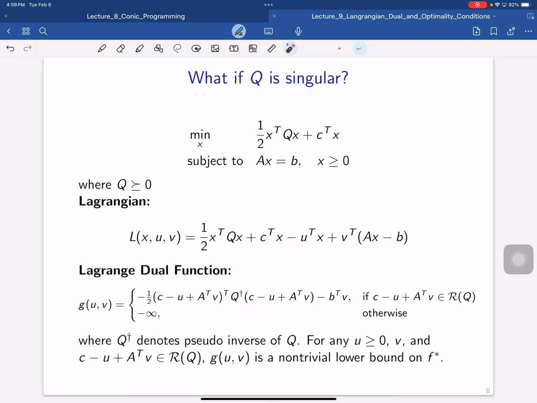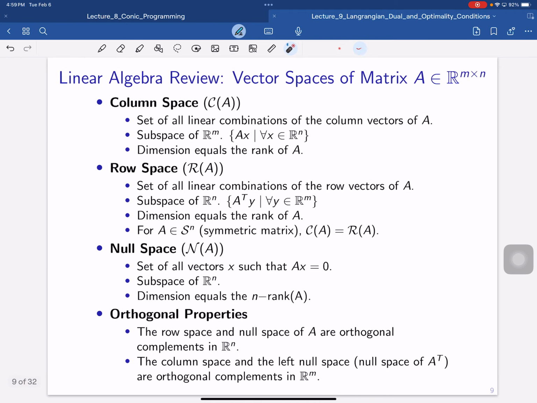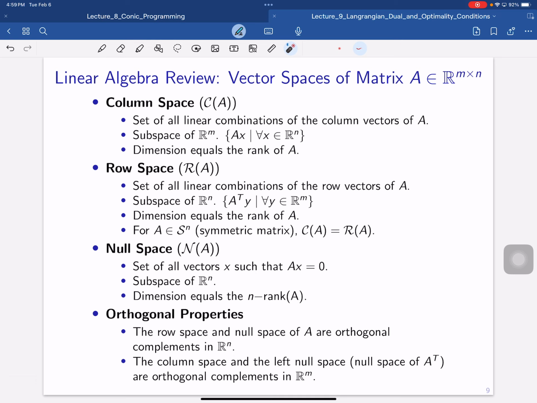And it says we are replacing Q by its pseudo-inverse. Also, we need an extra condition, which is that this linear coefficient should be in the row space of Q. Why that is the case, we will give you a review of linear algebra. Then we will derive this Lagrangian dual function. So let's do a quick review of linear algebra. In your graduate level math class, did you cover row space, column space, and so forth? Okay, that's great. But we'll do a very quick review of the vector spaces for matrix A.